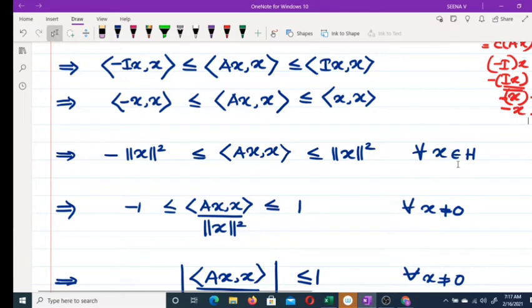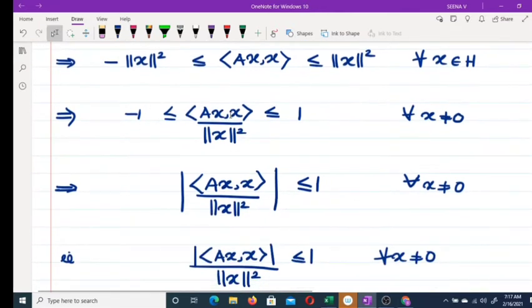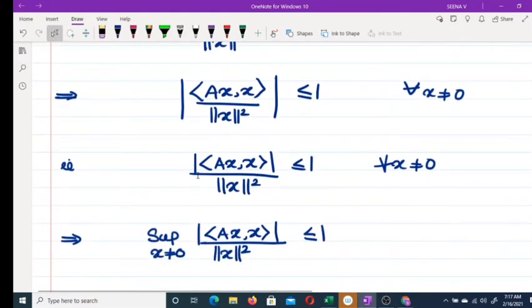Now this is true for every x belongs to H. Now if you consider x not equal to 0, you can divide throughout by norm of x square. Thus we get minus 1 less than or equal to this one less than or equal to this one. And that means modulus of this is less than or equal to 1. Norm of x square is always positive. Therefore, modulus of inner product Axx divided by norm of x square is less than or equal to 1 for every x such that x not equal to 0.